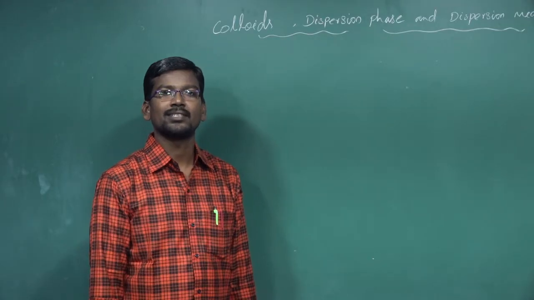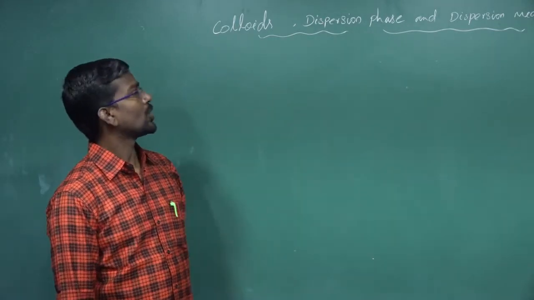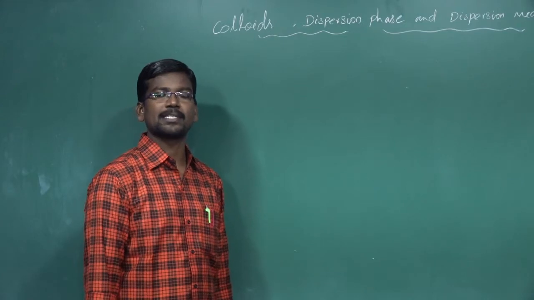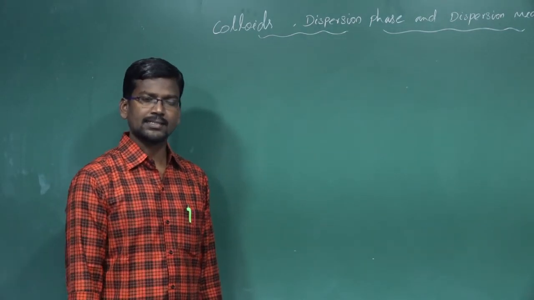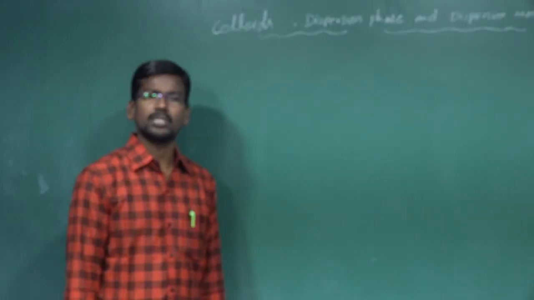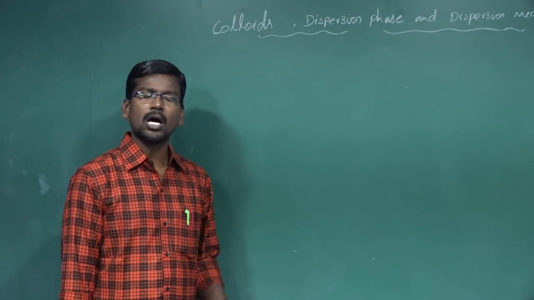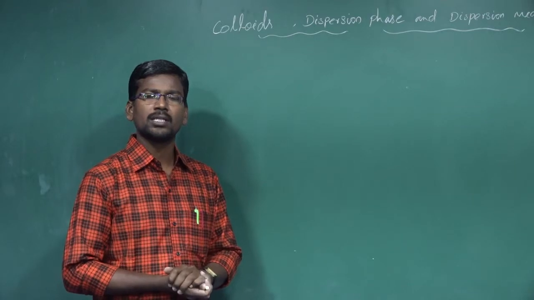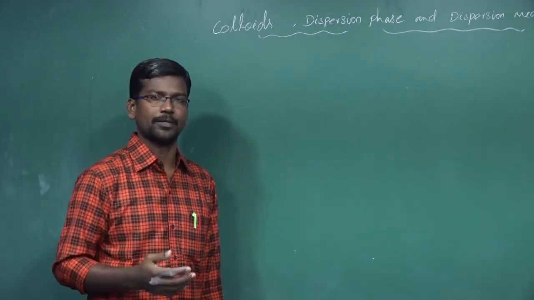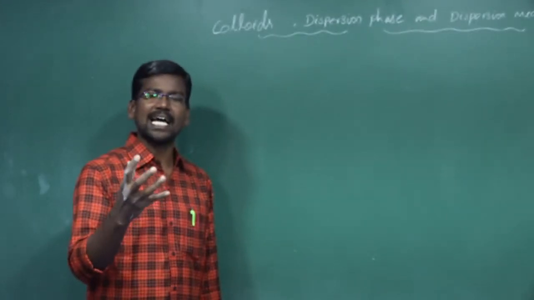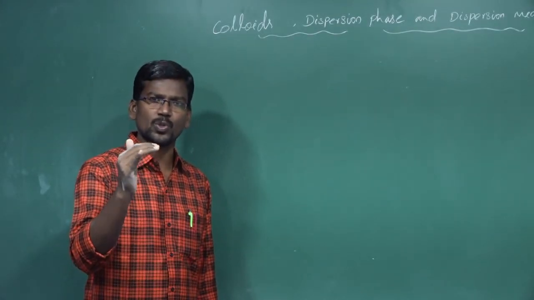Hi students, now we are going to discuss colloids, the dispersed base and the dispersed medium. Colloids. What is the meaning of colloids? The scientist Thomas Graham pointed out that some substances have a much faster rate of diffusion, while some substances have a very slow rate of diffusion.